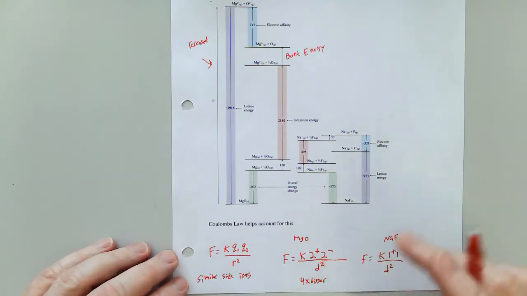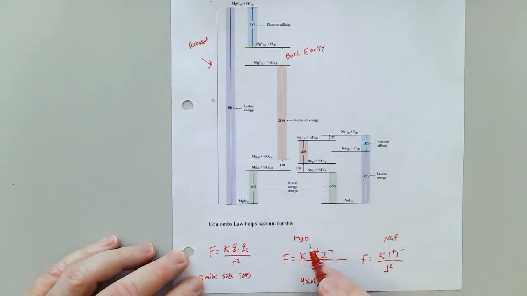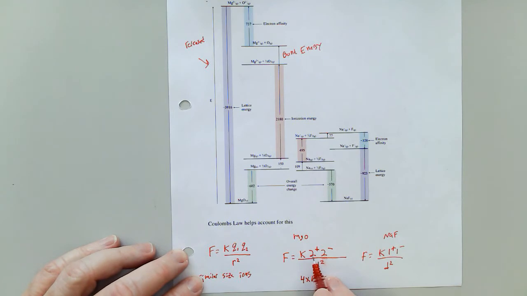So let's talk about this in terms of Coulomb's law. Coulomb's law says the force of attraction between two charged particles is a constant k, don't worry about what the number is, times the first charge times the second charge divided by the distance between them squared. Now, for magnesium oxide, you have a 2+ and a 2-. Mg is a 2+, O is a 2-. And for sodium fluoride, you have a +1 and you have a -1.